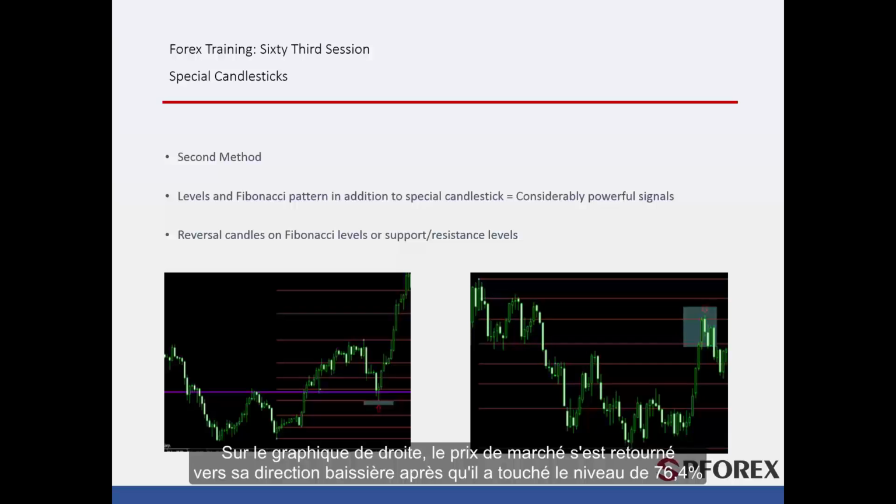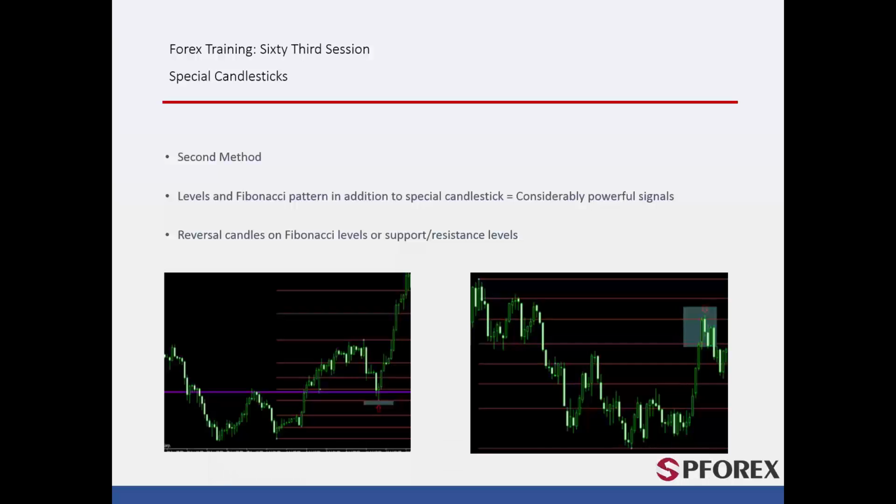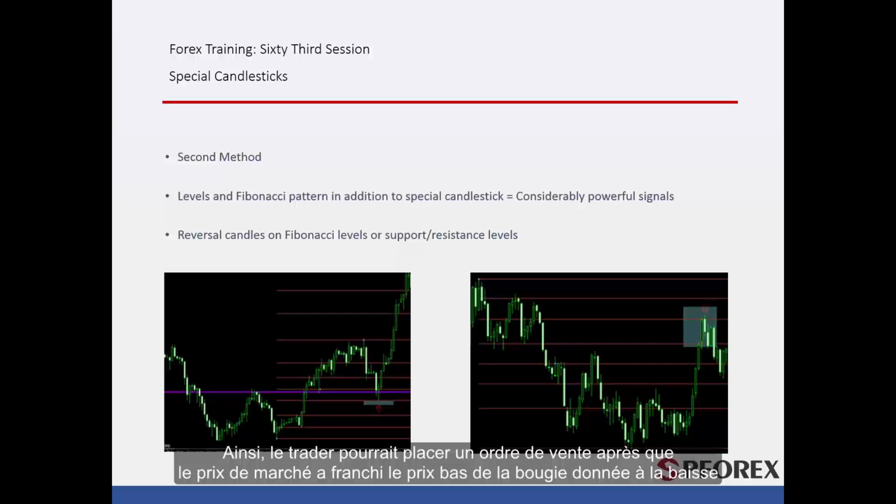On the right graph, the market price has returned to its downward direction after it touched level 76.4%. A dark cloud has formed on this breakout point. Thus, a trader could place a sell order after the market price has passed the low price of a given candle towards the bottom.